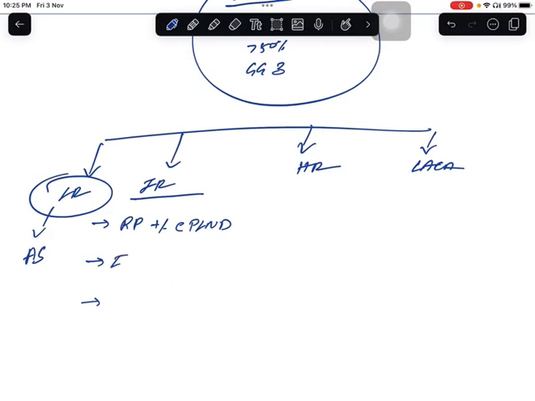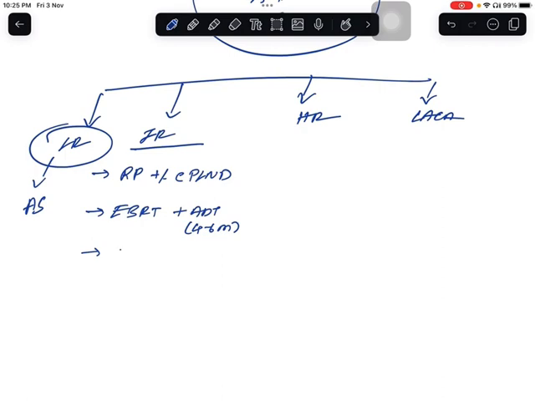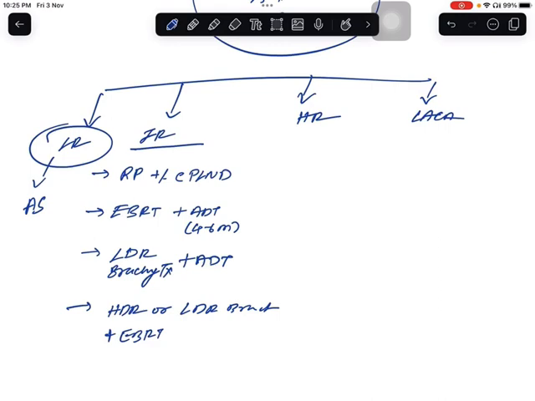And the next treatment option is external beam radiation therapy plus androgen deprivation therapy. That is 4 to 6 months, short-term androgen deprivation therapy. You can also give low dose rate brachytherapy, okay, along with ADT, okay. You can also give high dose rate or low dose rate brachy plus external beam radiation therapy. Here also external beam radiation therapy.